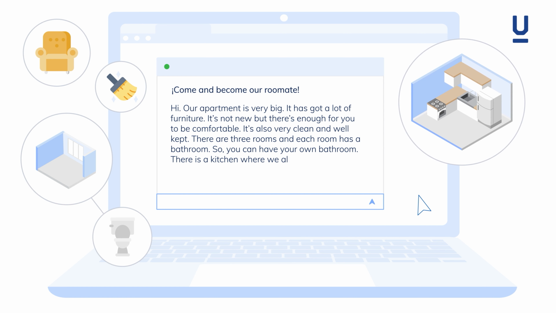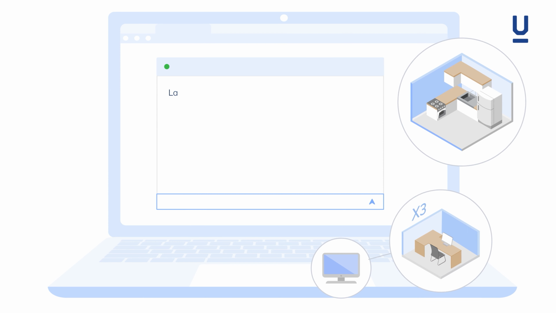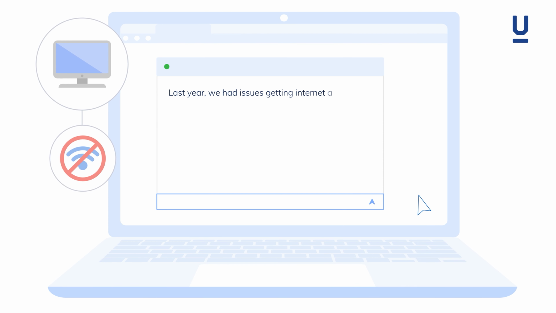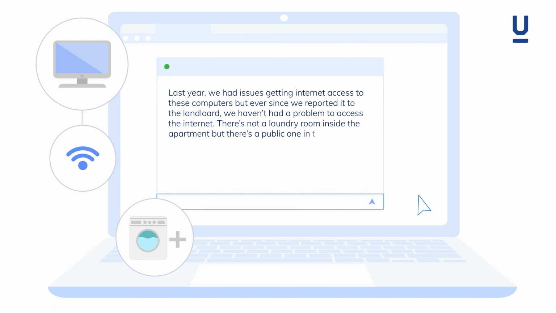There's a kitchen where we all cook, and there's an office with 3 desks and 3 computers. Last year, we had issues getting internet access to these computers, but ever since we reported it to the landlord, we haven't had a problem to access the internet. There's not a laundry room inside the apartment, but there's a public one in the building's basement, and there are plenty of laundry machines to do your laundry. You can also use them for free.